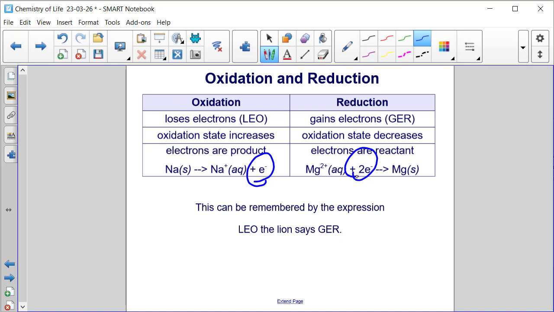This can be remembered by the expression Leo the lion says grr. Leo, being loss of electrons, is oxidation. Grr, being gain of electrons, is reduction.